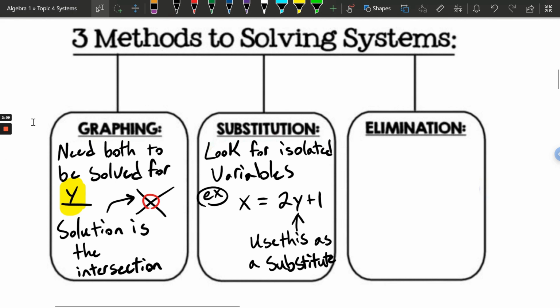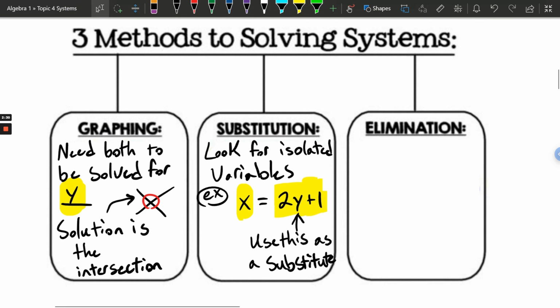The thing about substitution is it's most convenient when you have isolated variables. So for example, x in this equation is isolated. In this case, anywhere where we saw an x in whatever my other equation was, I would use this as a substitute, and hopefully that'll make more sense later when we get to the examples.